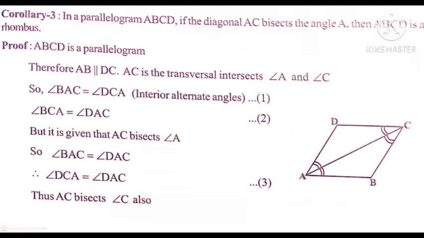Proof. ABCD is a parallelogram. Therefore, AB is parallel to DC and AC is the transversal intersecting angle A and angle C.